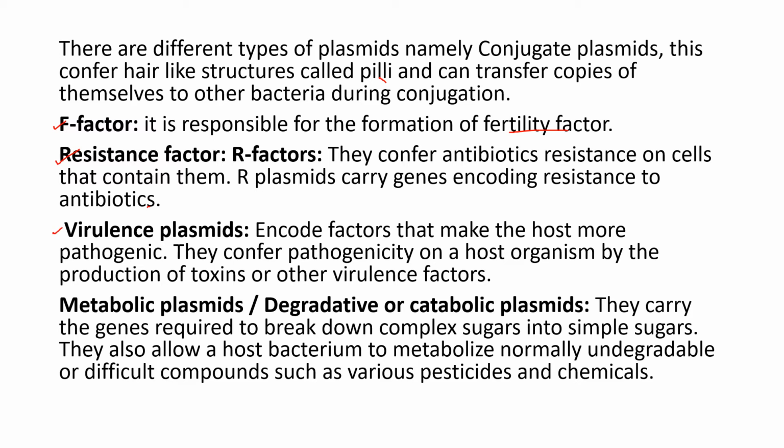It encodes for pathogenicity. That means it encodes for toxins, proteins, and virulence factors that may be pathogenic to other bacteria. The fourth one is the metabolic plasmid, also called the degradative or catabolic plasmid. It carries genes required to break down complex sugars into simple sugars, and this allows a host bacterium to metabolize normally undegradable or difficult compounds into simpler compounds, like pesticides and other chemicals.